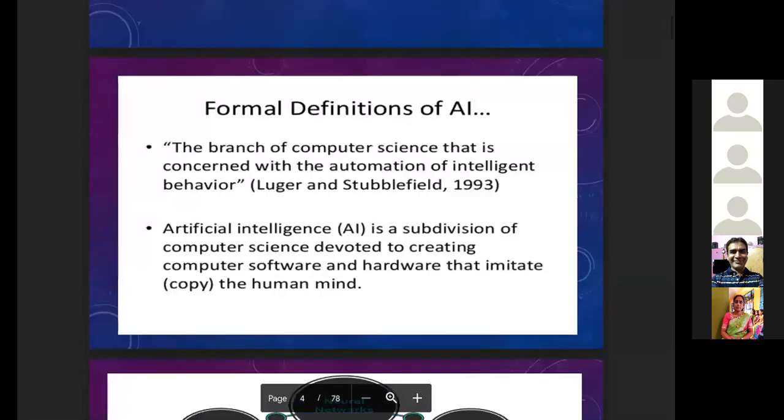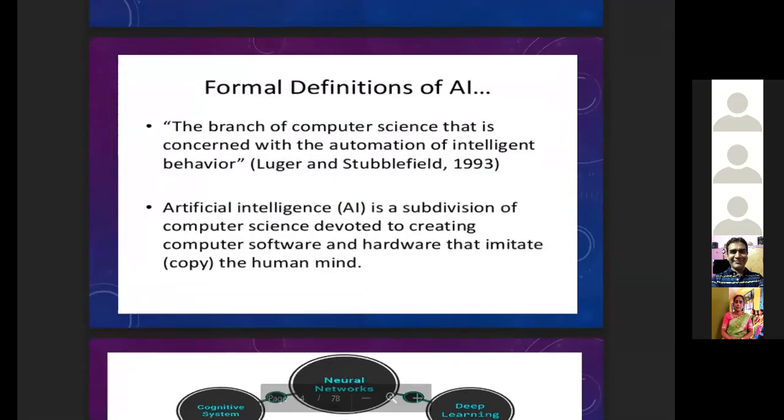So before starting the presentation, I'll just go through a revision session on AI and ML. The basic definition as given by Luger and Stubblefield, AI is a branch of science that is concerned with automation of intelligent behavior, right? How?